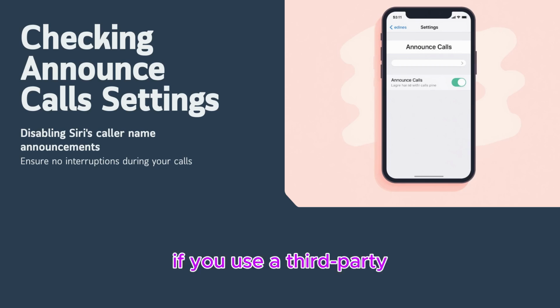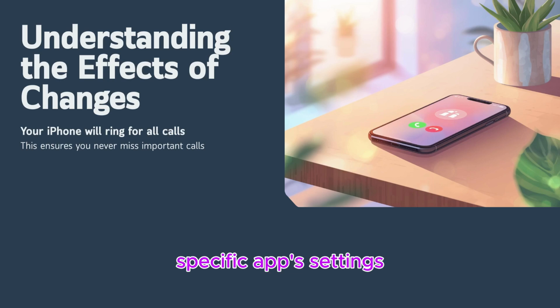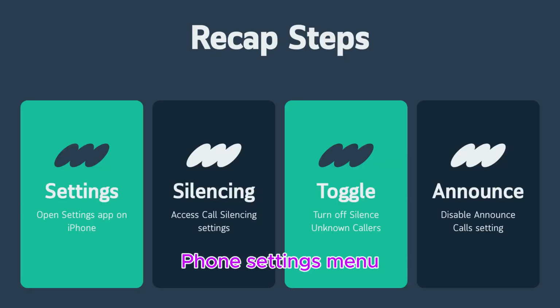Additionally, if you use a third-party call screening app, you must manage it within that specific app's settings. For the built-in screening, also check the Announce Calls setting located further down in the phone settings menu. Tap Announce Calls and select Never to disable Siri announcing caller names.